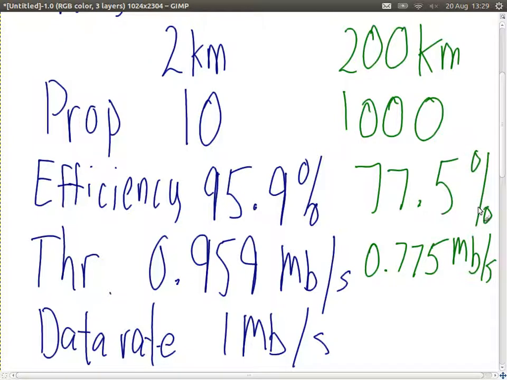Better efficiency. Think of it from the perspective of your company paying for a link. You pay 10,000 baht per month to some ISP or telecom company. You transfer your data across that link. In the first case, you're using it 95.9% of the time to deliver real data. In the second case, you're using it only 77% of the time. We're less efficient. You're using your money, your resources, in a less efficient manner. We want efficiency to be as high as possible.